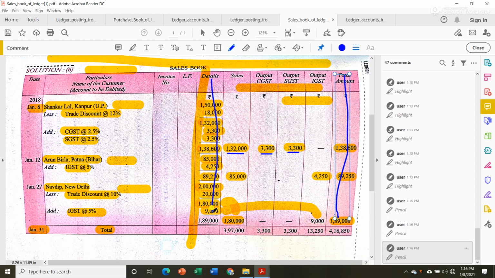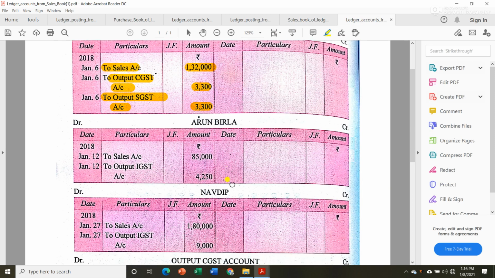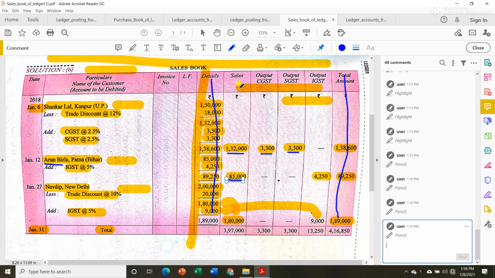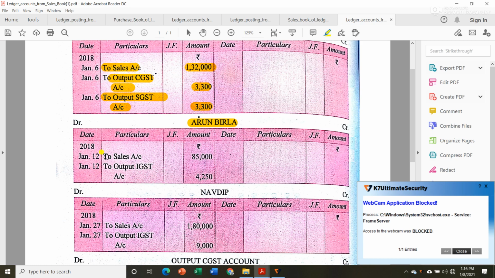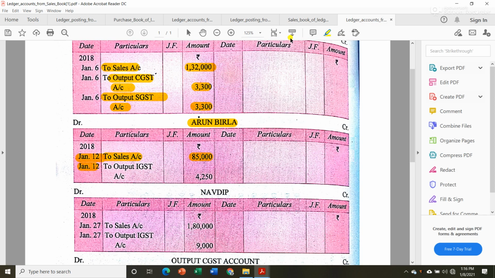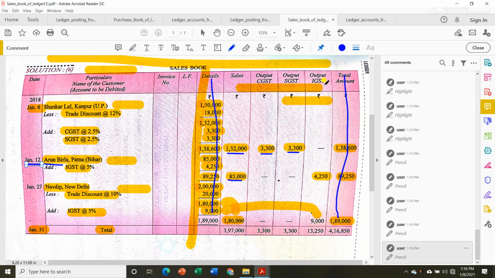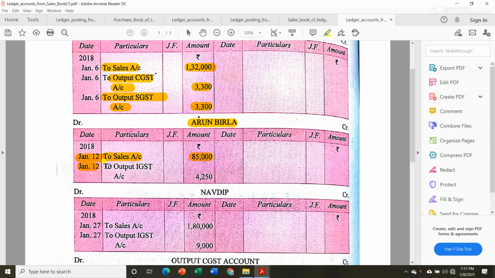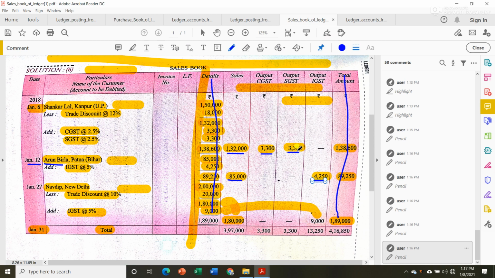Okay, now next party is our Arun Birla. So we will see how we are supposed to post in Arun Birla's ledger account. Now first item appearing in case of Arun Birla is 85,000, and it is in the column of sales. So in debit side we will write 'To Sales Account' 85,000. The transaction is taking place on January 12, so we have to write January 12 over here. Then next amount is appearing in the output IGST column of rupees 4,250. So in here we will write 'To Output IGST Account' 4,250. Now for Arun Birla it's over.